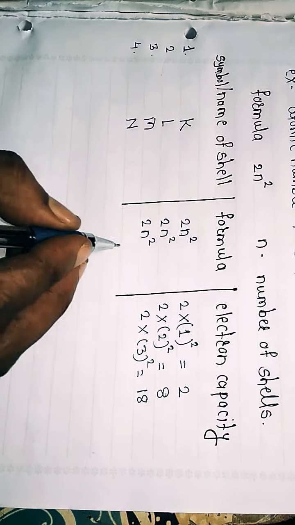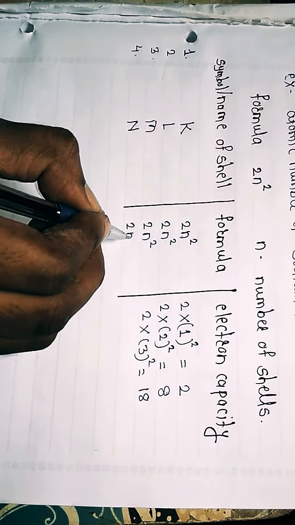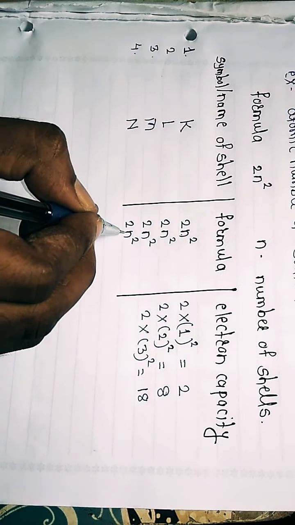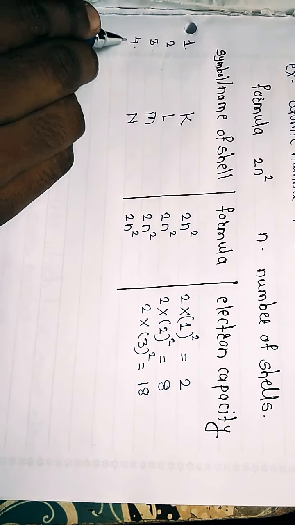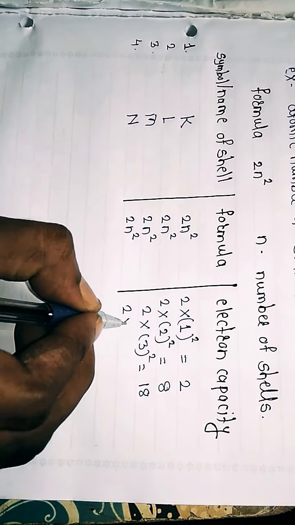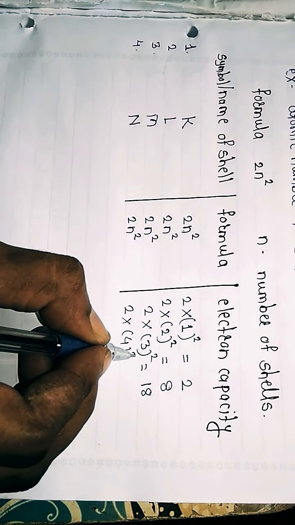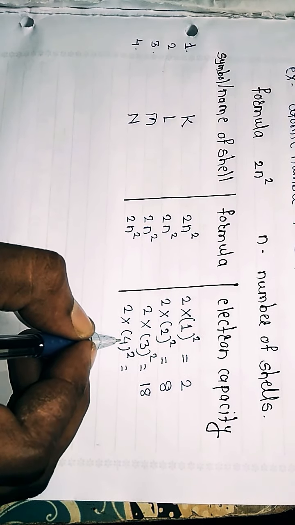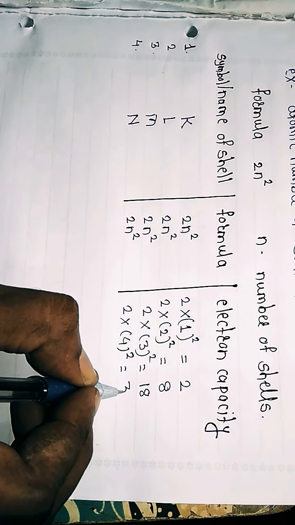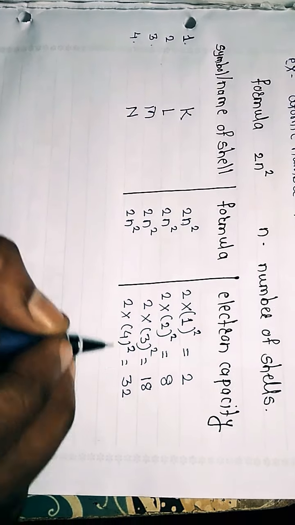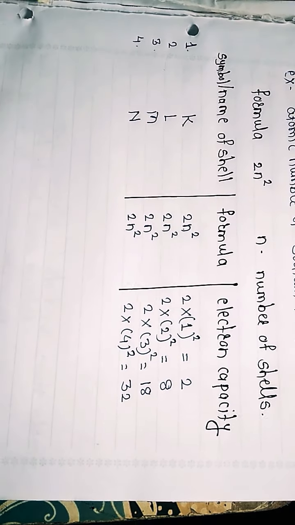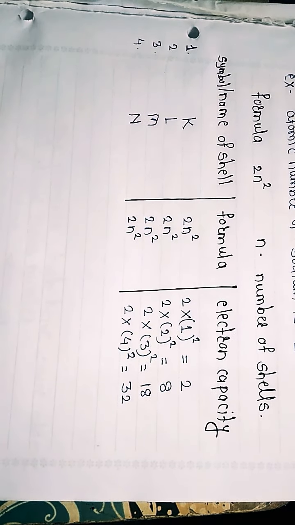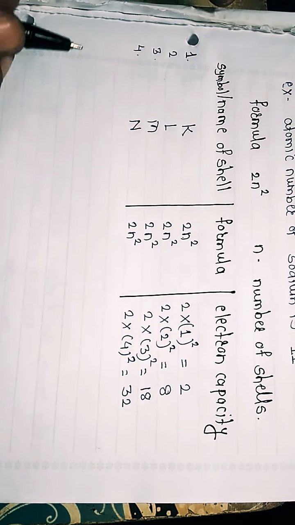And finally, K, L, M, and the fourth shell is the N shell. Again the formula is constant, 2n square. Putting the value n equal to 4, 2 into 4 square. 4 square is 4 into 4, 16. 16 multiplied by 2 is 32.